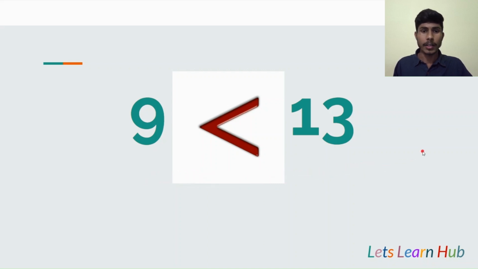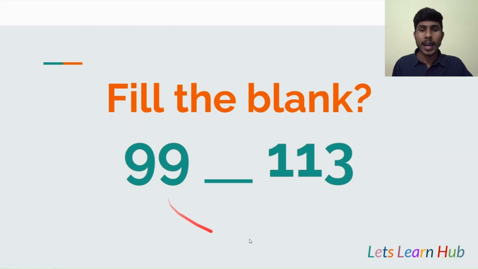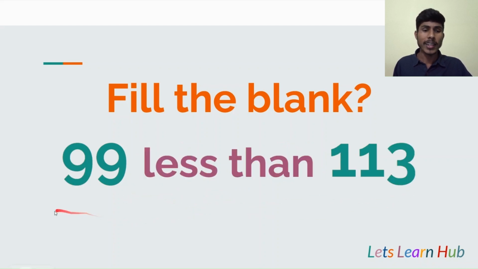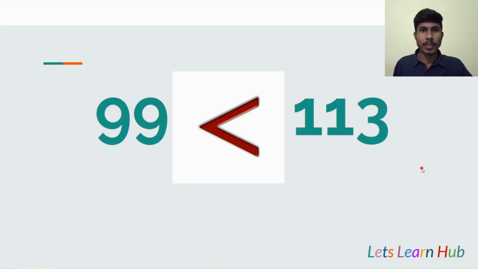And in the next example, we got 99 on the left and 113 on the right. See here, 99 is a two digit number and 113 is a three digit number. Since 113 got three digits, which is more than two digits, 113 will be the bigger number. That means 99 will be the smaller number. That means 99 is less than 113, right? So we need to fill the blank with less than symbol. You understood it, right? Whenever we have something which is less on the left side, we use less than symbol.